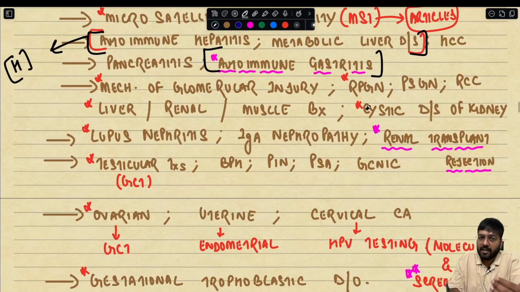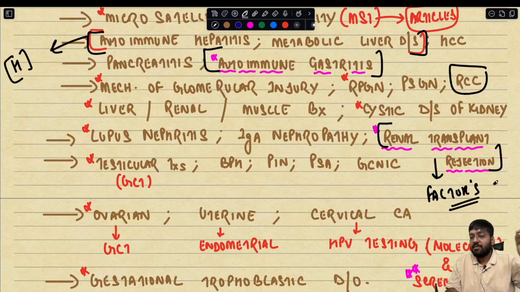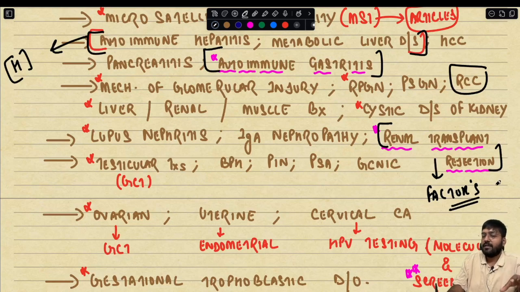Then certain other questions like mechanism of glomerular injury, RPGN, that is rapidly progressive glomerulonephritis, or PSGN, or renal cell carcinoma can be asked in the exam. Liver, renal, muscle biopsy, all of these are discussed. Cystic disease of the kidney, lupus nephritis, IgA nephropathy. One addition this year is renal transplant rejection, and what are the factors influencing renal transplant rejection. Again, this has been added this year. You will find the answer. One article I have shared about the factors affecting transplant rejection, and renal transplant rejection has already been discussed in the app, in the relevant section.